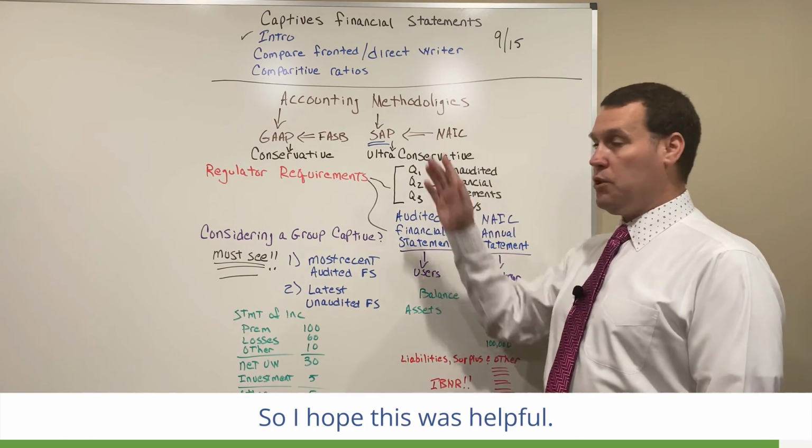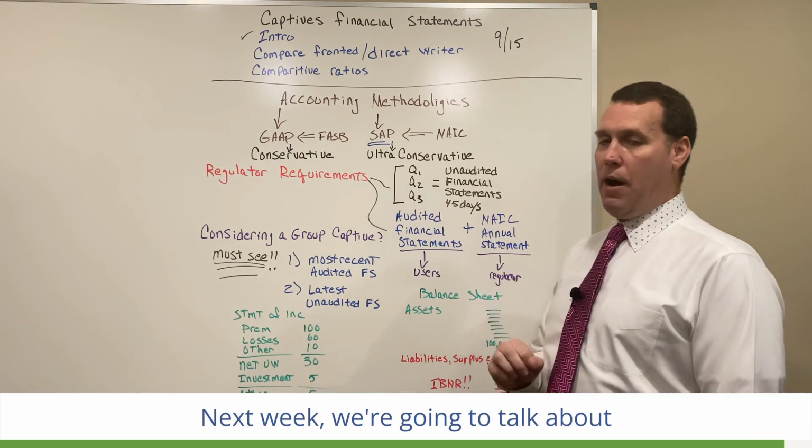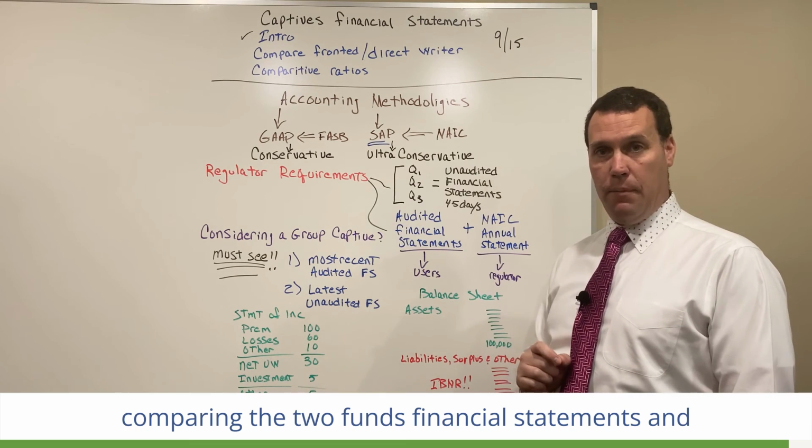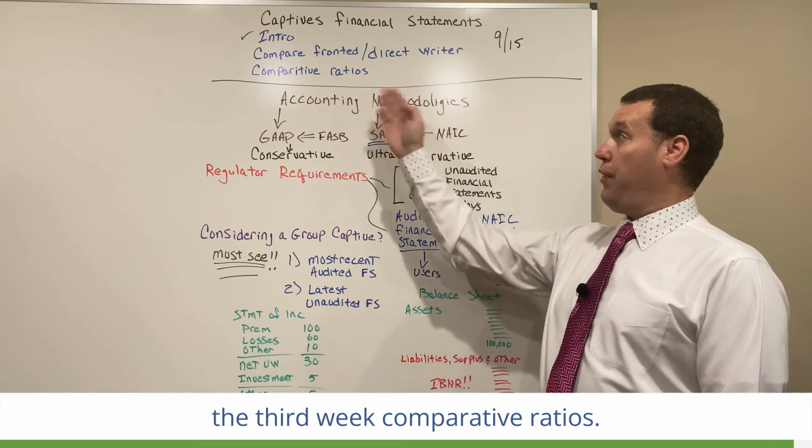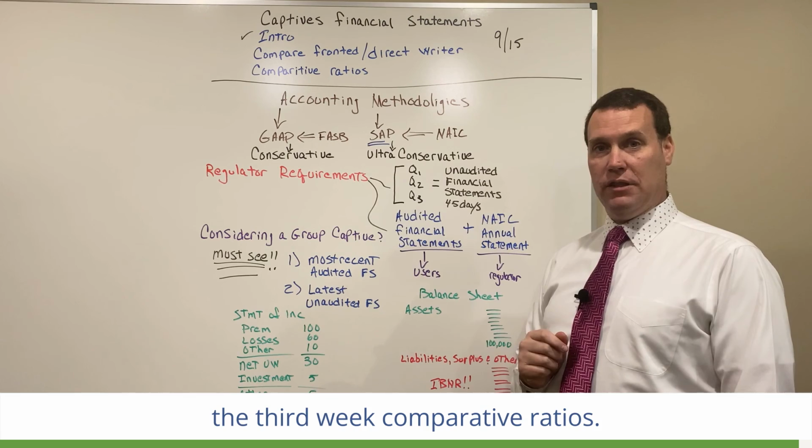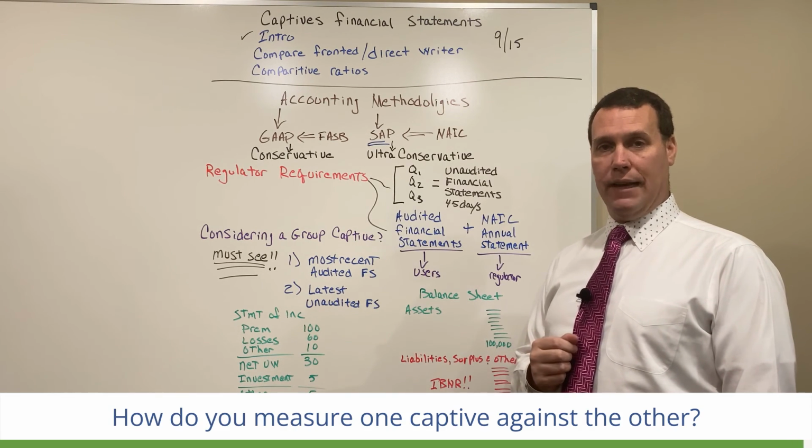So, I hope this was helpful. Next week, we're going to talk about comparing the two financial statements, and the third week, comparative ratios. How do you measure one captive against the other?